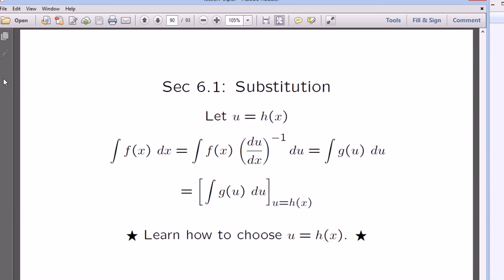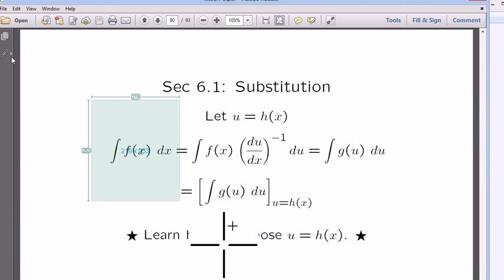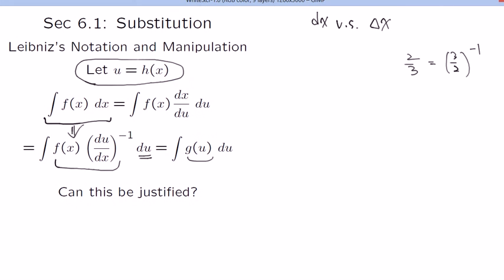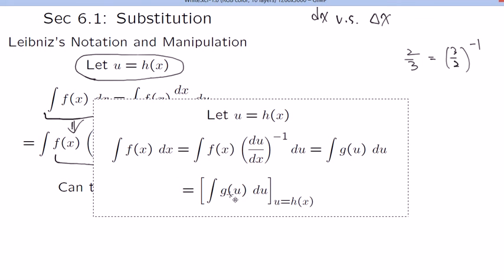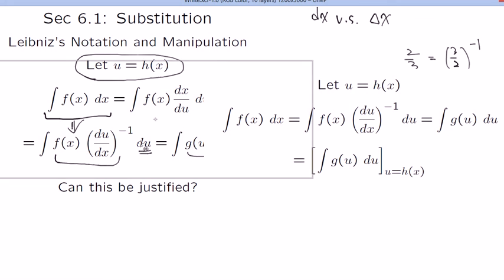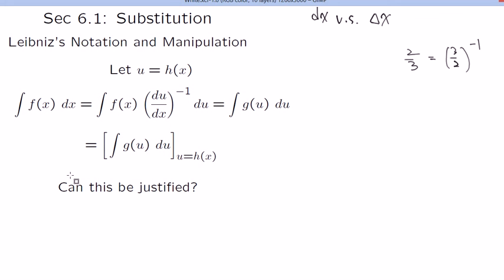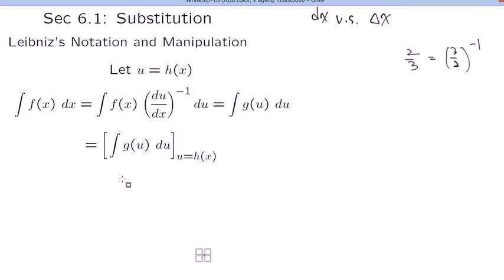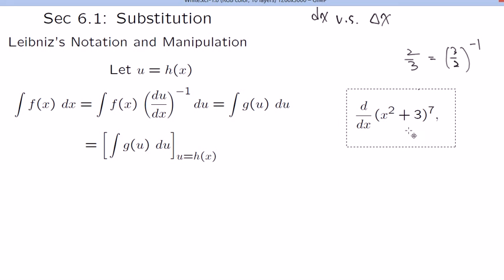So I summarize it here, skipping the old Leibniz notation. I'd rather use this version than that. Alright, back to the derivative problem. I want you to think about how we are differentiating this function.